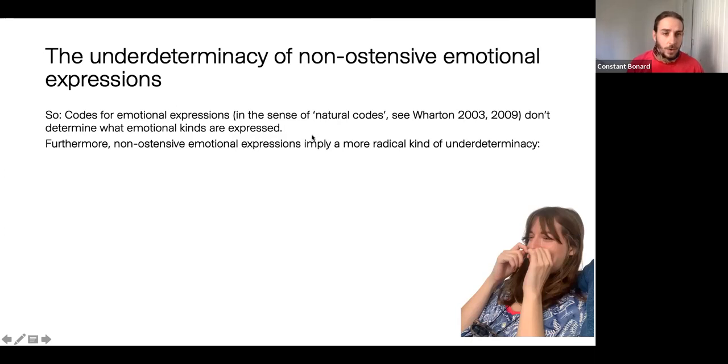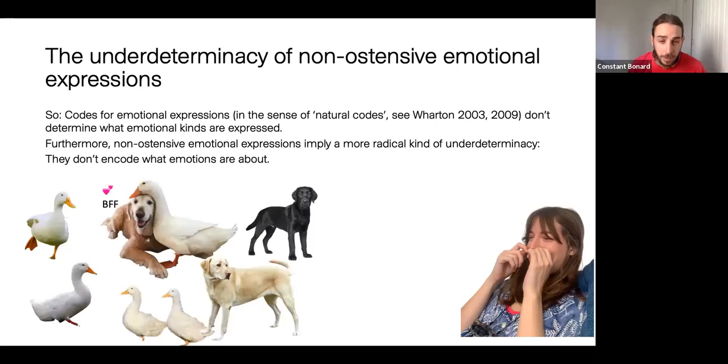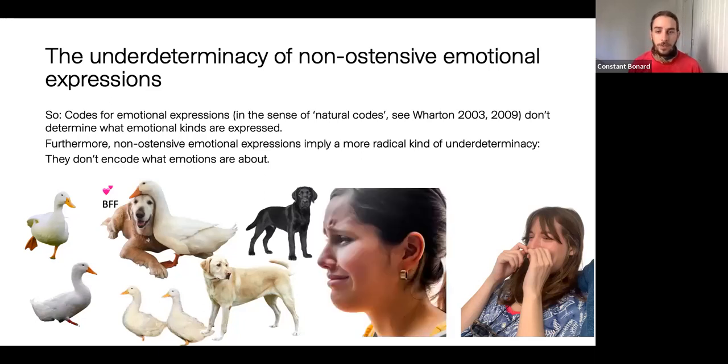So codes don't determine what emotional kinds are expressed, but furthermore, non-ostensive emotional expressions imply a more radical kind of underdeterminacy, because they don't encode what emotions are about. If you just perceive an emotional expression, a facial expression for instance, you cannot see what the expression is about. You have to guess, you have to make some hypotheses, some assumptions, you have to perform some inferences to know what the emotion is about. Though we do it very easily, naturally, effortlessly, automatically, without being conscious of these kinds of inferences.